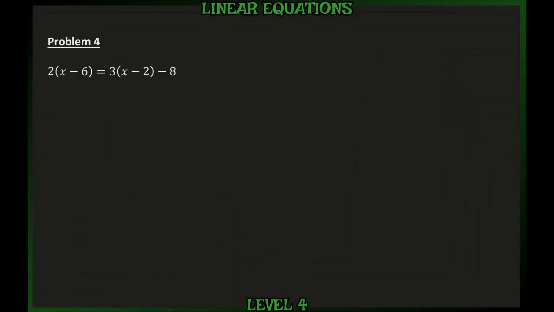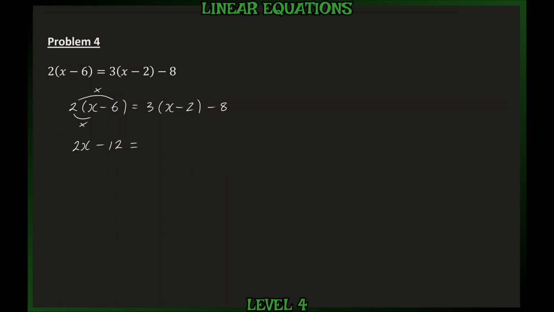In problem 4, we're solving the equation 2 multiplied by (x minus 6) is equal to 3 multiplied by (x minus 2) minus 8. Now since we have brackets on both sides of the equation, we can start by expanding these. So on the left we multiply 2 by x to give us 2x, and we also multiply 2 by minus 6 to give us minus 12.